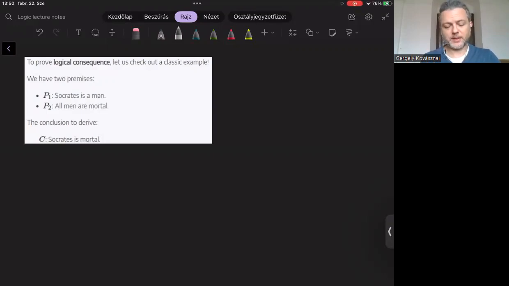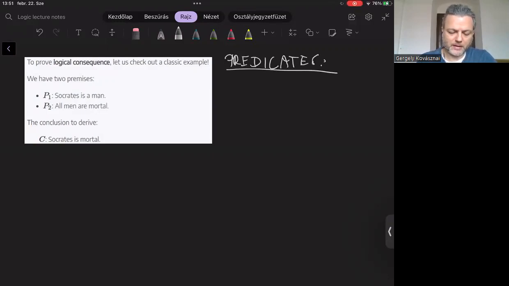Of course, first we need to formalize all those statements. Therefore, we need to, first of all, introduce predicates. We definitely need to introduce a predicate for being a man. Let's introduce M of X, which means X is a man. Similarly, we should introduce another predicate, let's say T of X, for X being mortal.